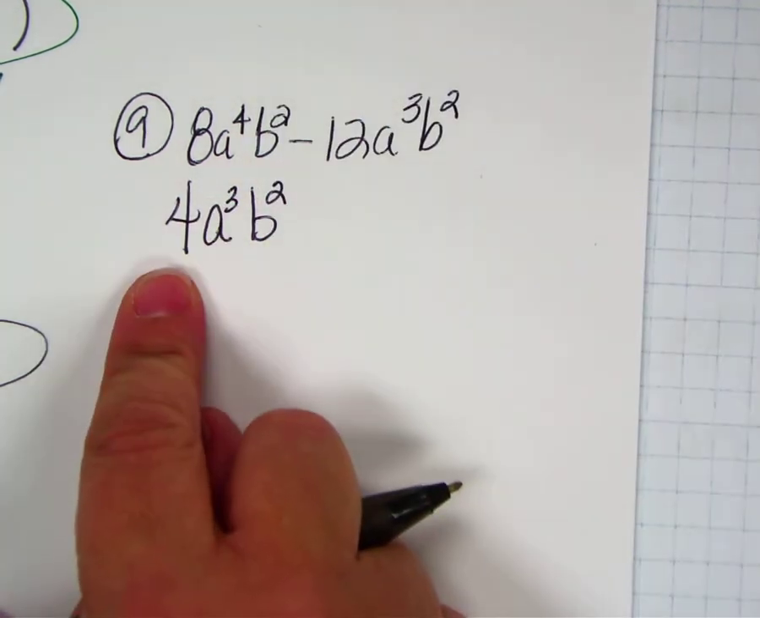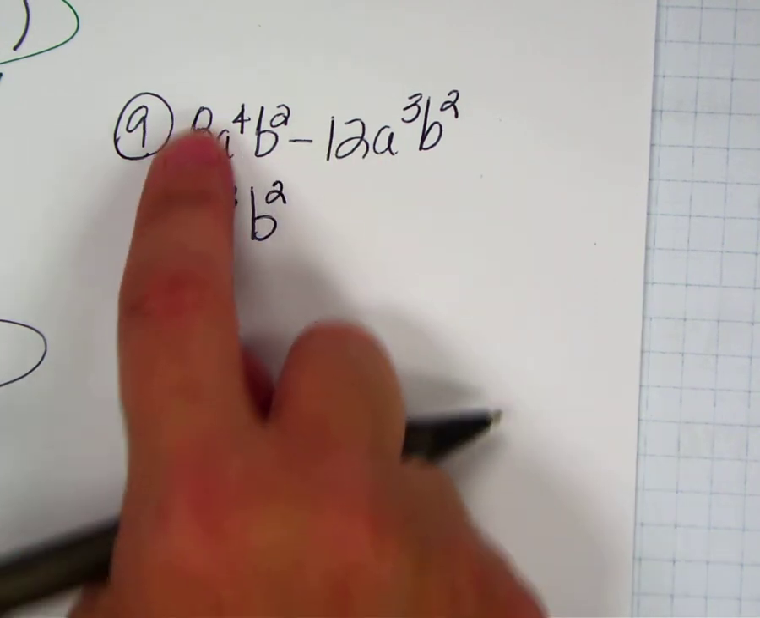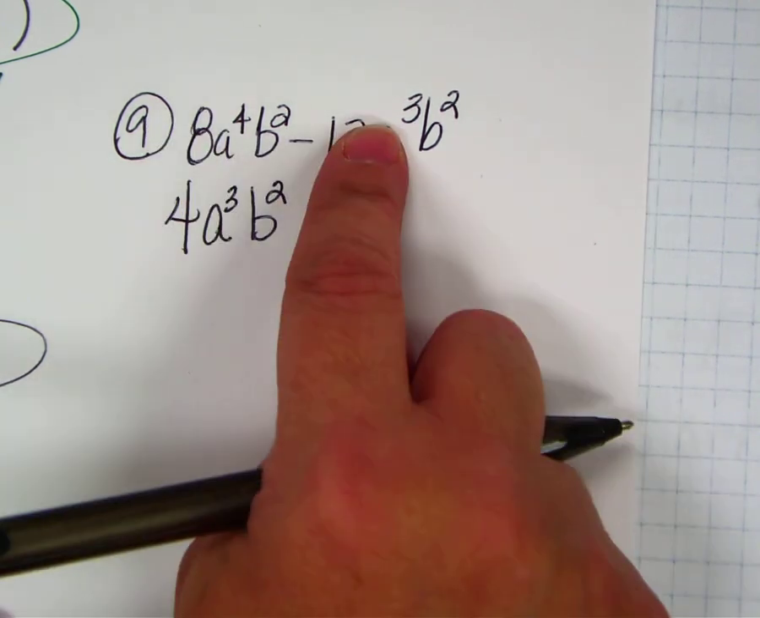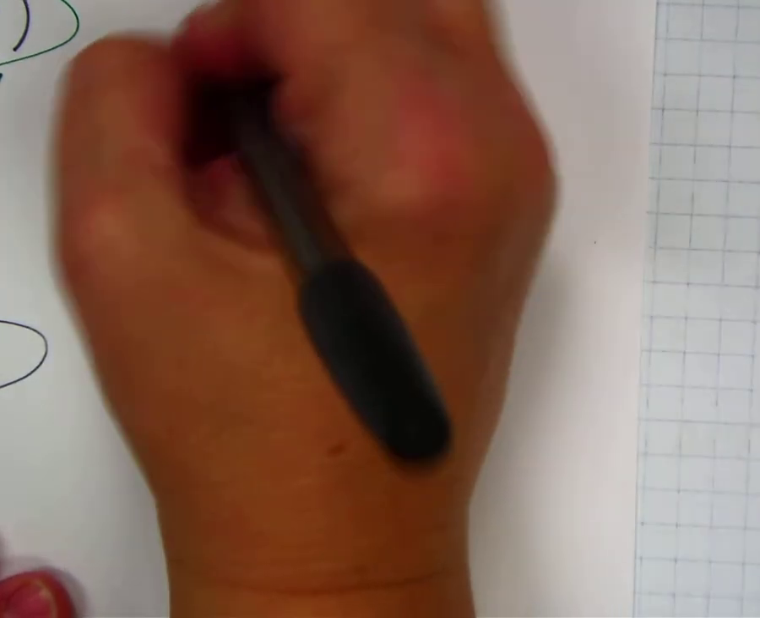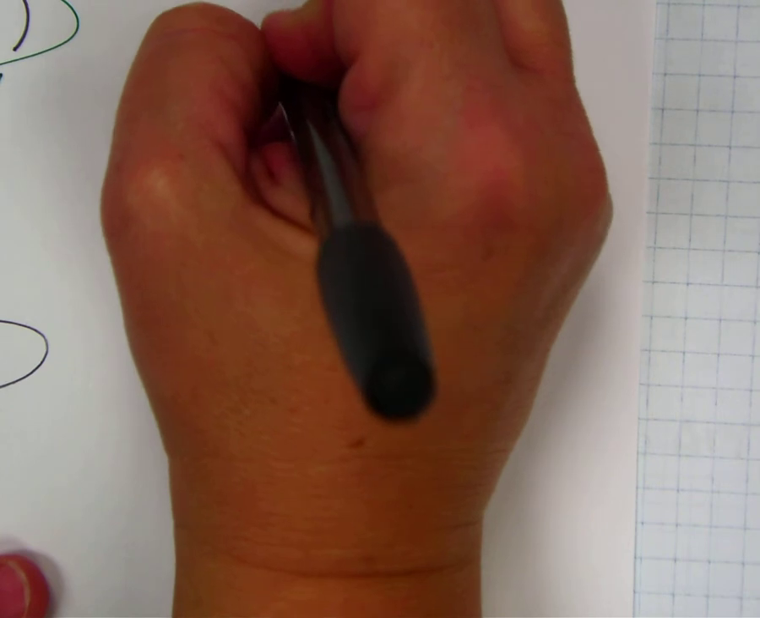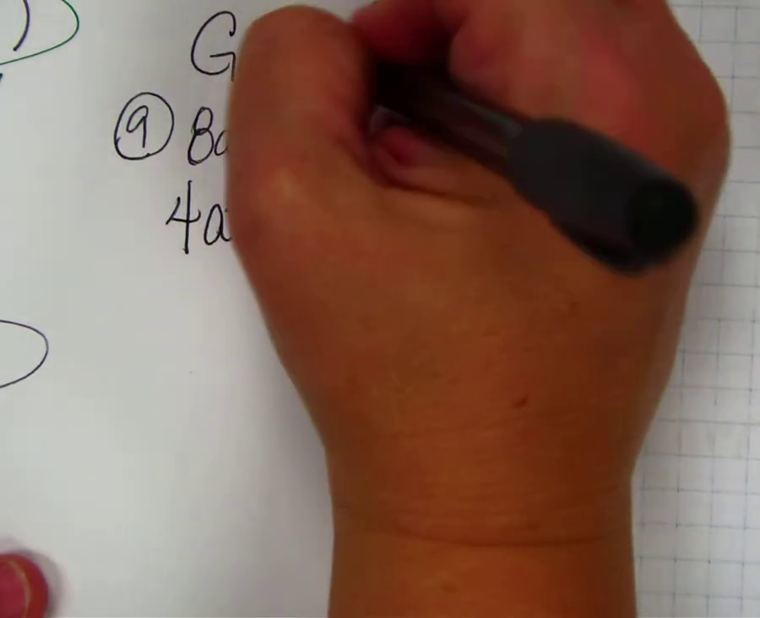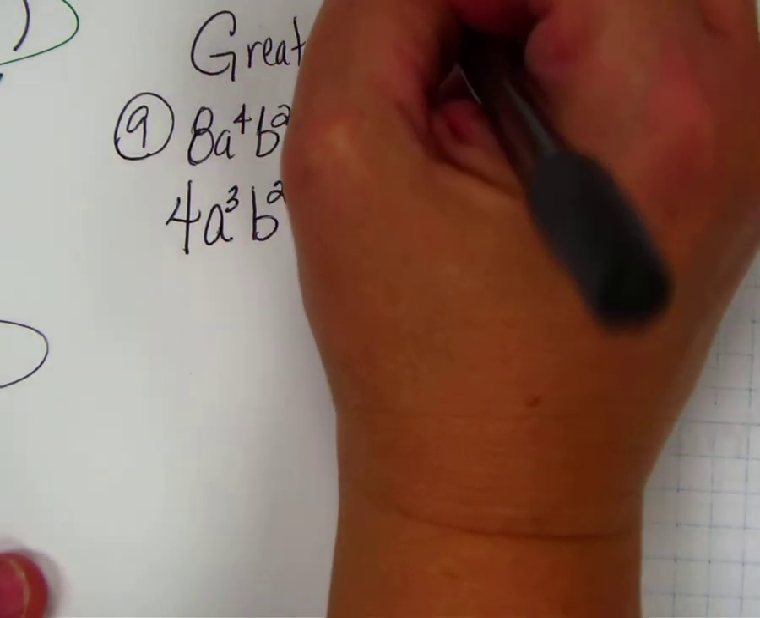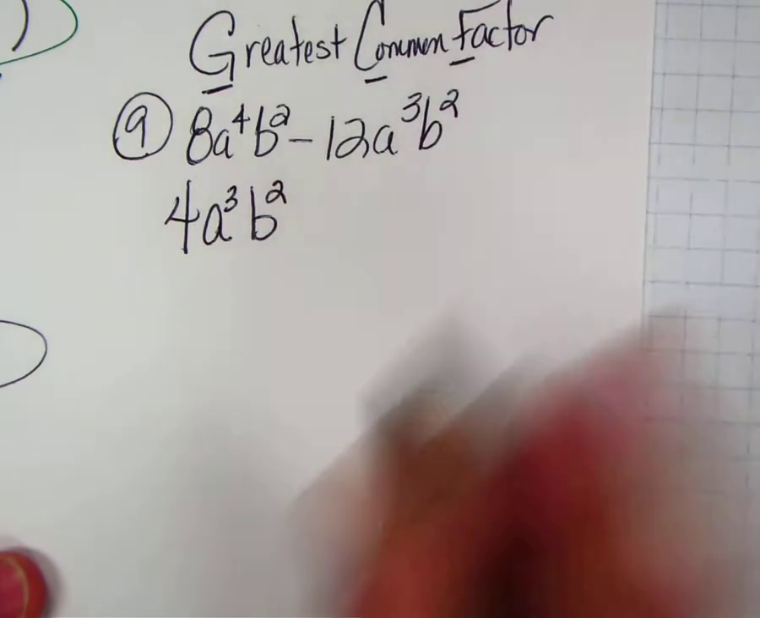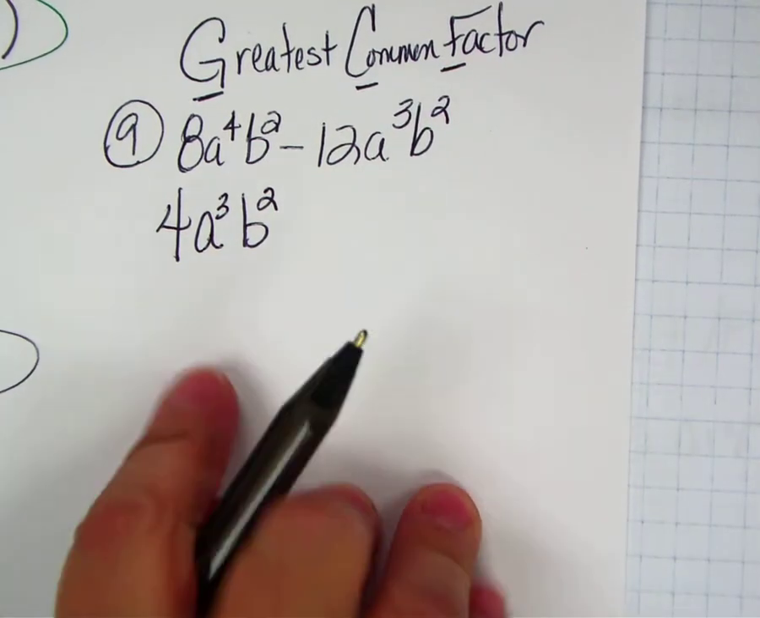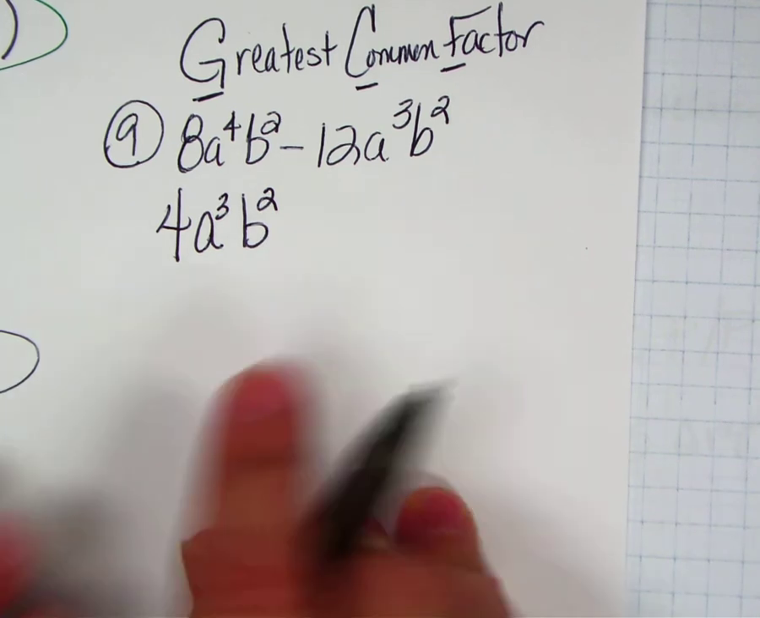Now, tell me where you got this 4. 4 goes in 8, 4 goes in 12. Okay, is it the largest number that'll go into both of those? Yes. What do we call the largest number that will go into 2 numbers? Greatest common factor. The GCF, right? That's the easiest kind of factoring, and that's what we're doing. We're factoring out the greatest common factor.